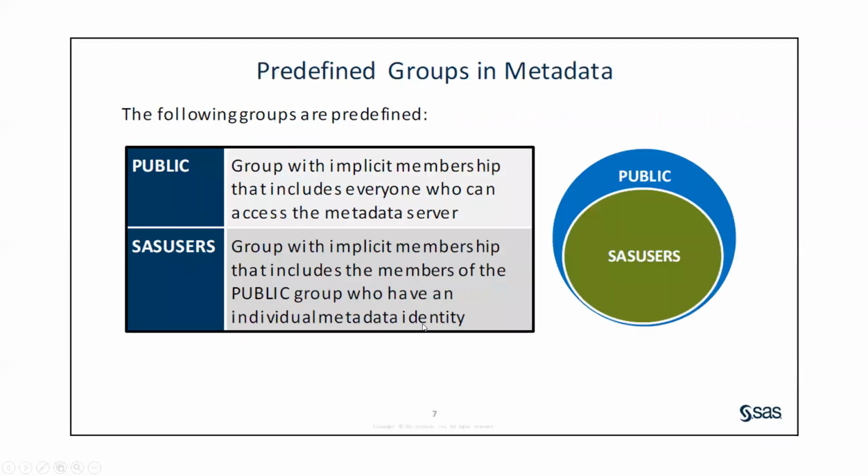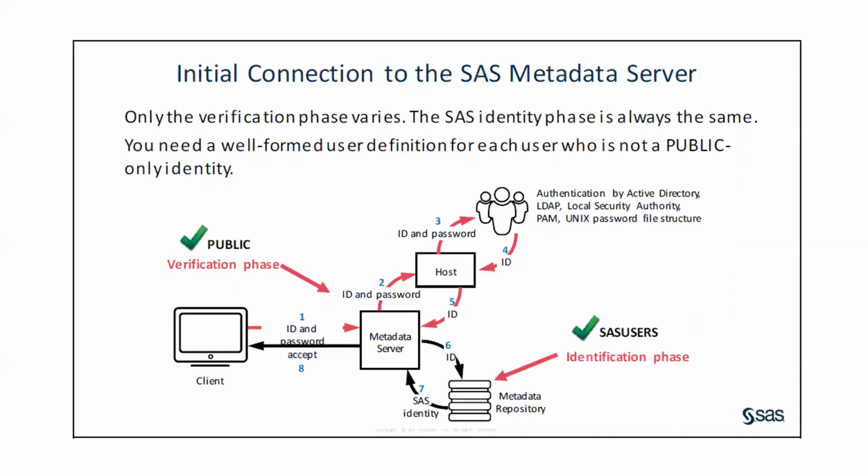Then how many types of groups are there? Actually, there are 2 types of groups. One is the public, the second one is the SAS users. SAS users also is a part of public only, right? Everyone belongs to the public only, right? So SAS users is a group of the public only. So there are 2 types.